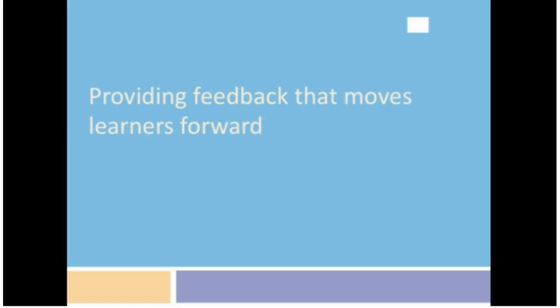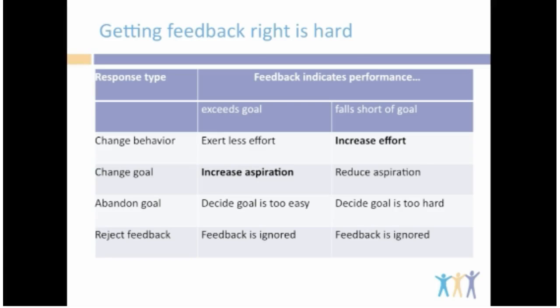Feedback. Getting feedback right is very hard because when we give students feedback, two things can happen. The feedback can show the students they have yet to reach the goal. And of course, if that happens, we hope they will increase their effort to reach the goal. The danger, of course, is that our feedback shows the students that they've already reached the goal they want to reach, and therefore they can ease off.